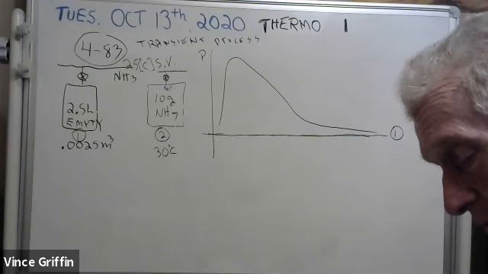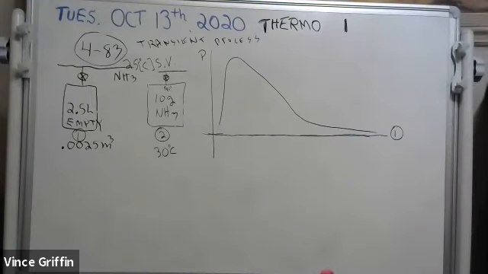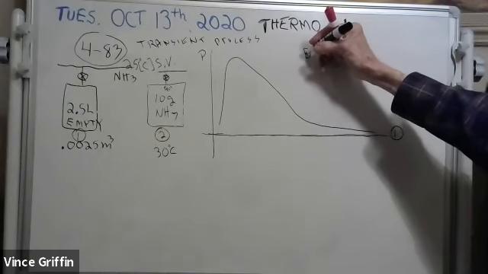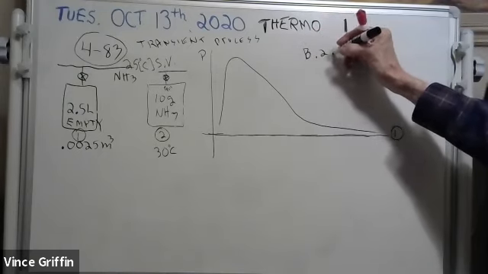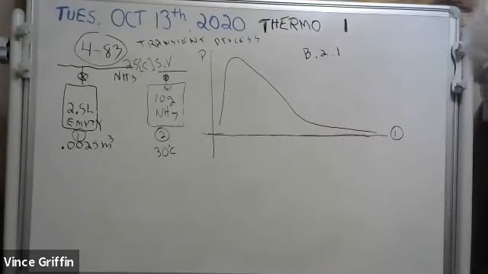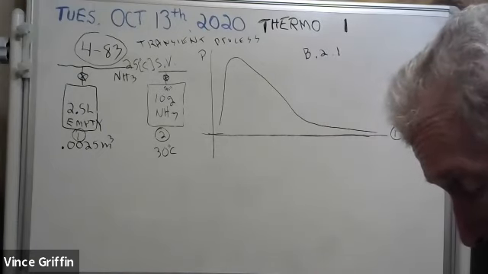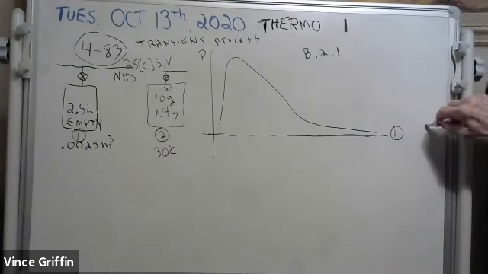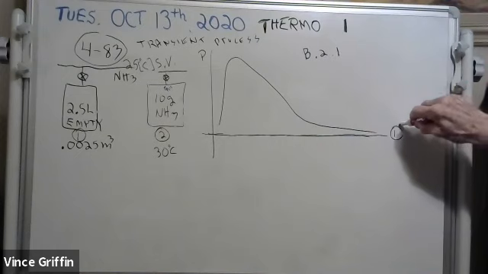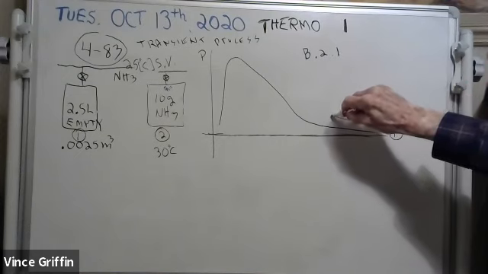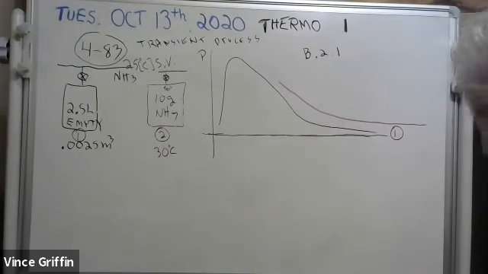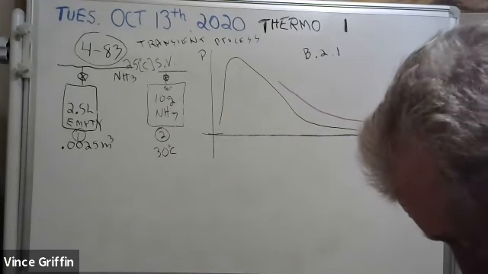I'm on table B.2.1. 30 degrees is kind of in the middle, so somewhere way out here is state 1. And 30 degrees is coming up here like so. Until what happens? Well, let me read it.